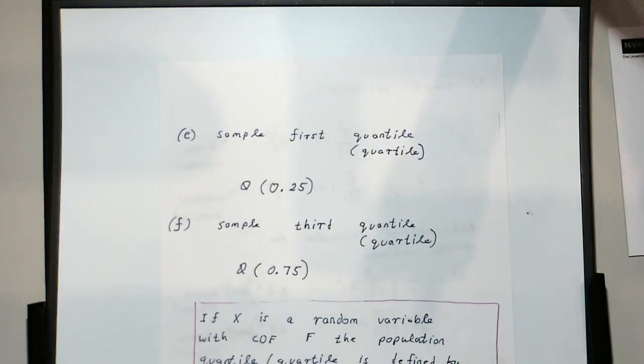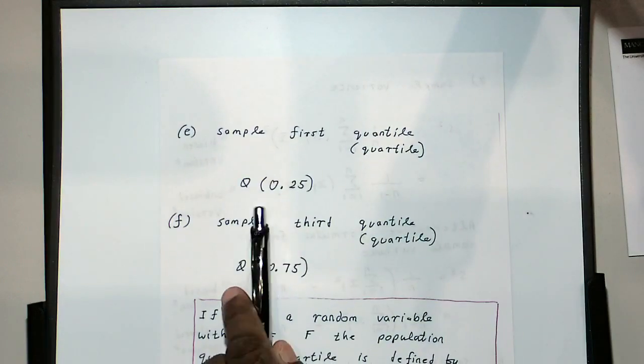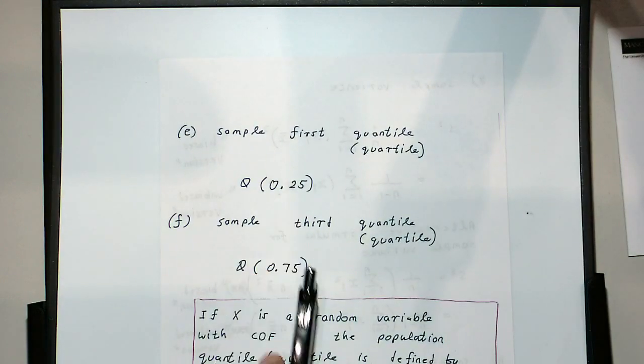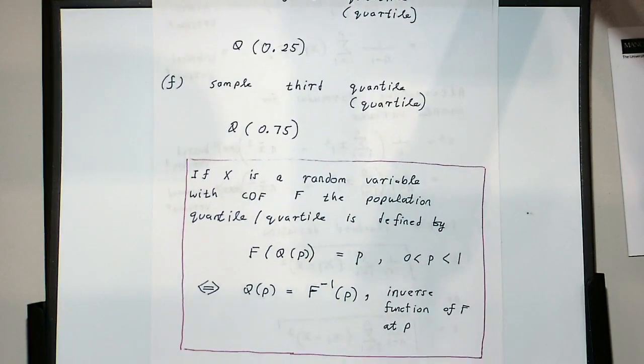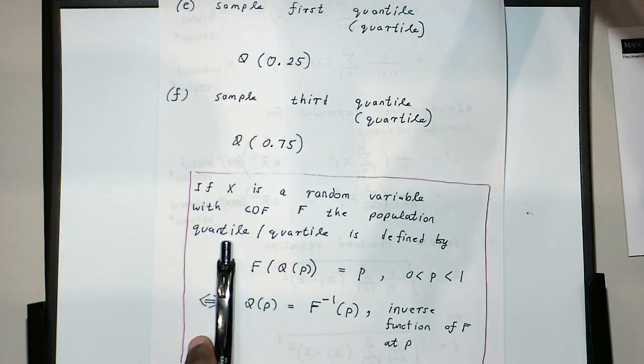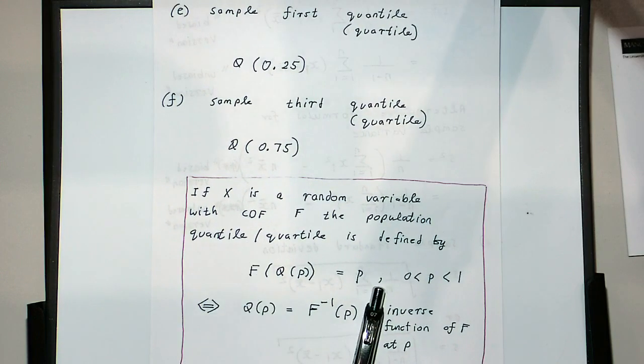so then the first quartile is defined as Q at 0.25. The third quartile is defined as Q at 0.75. And in general, a quantile or quartile is defined by this equation here, right? Okay.